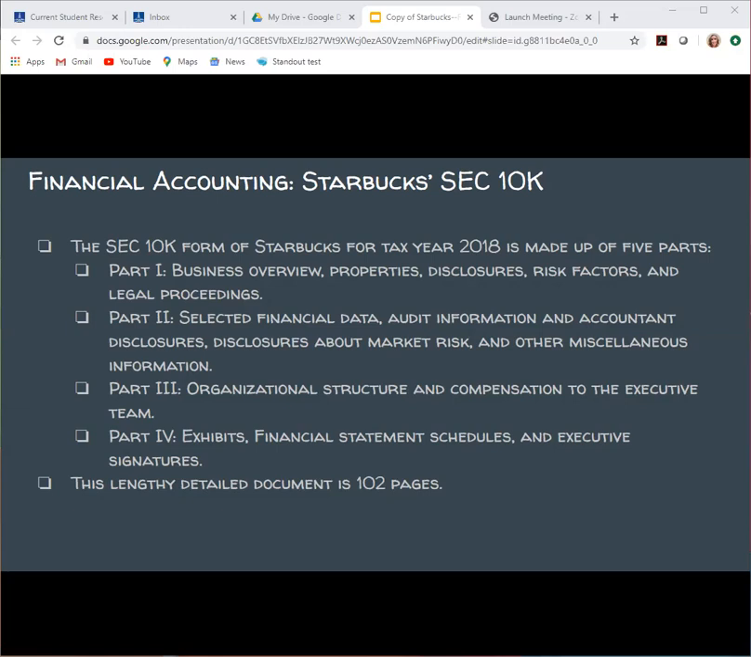The 2018 SEC 10-K for Starbucks resulted in 102 pages of detailed financial information that investors might want to know prior to investing in Starbucks.